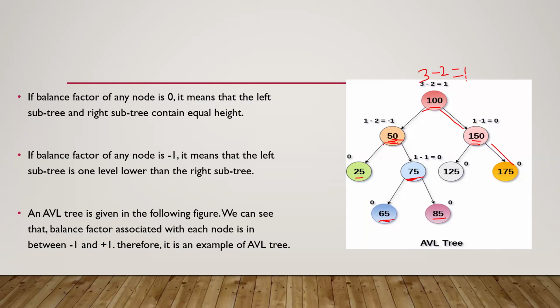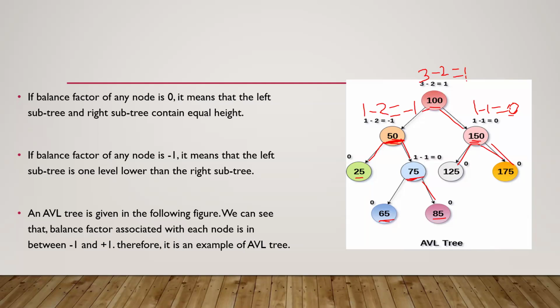Next one, for this value we have to check. What is this height? 1. Okay. What is this height? 1, 2, maximum height. So 1 minus 2 is equal to minus 1. So minus 1 also is a valid balance factor. It's not a problem. Next one, for this one, you can take 1 minus 1, so 1 minus 1 equals 0. So 0 is also a valid balance factor. Whenever we get 1, minus 1, or 0, these are valid balance factors.